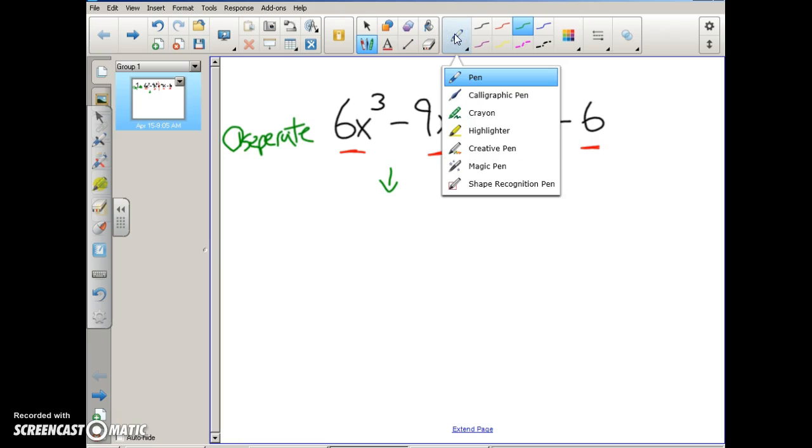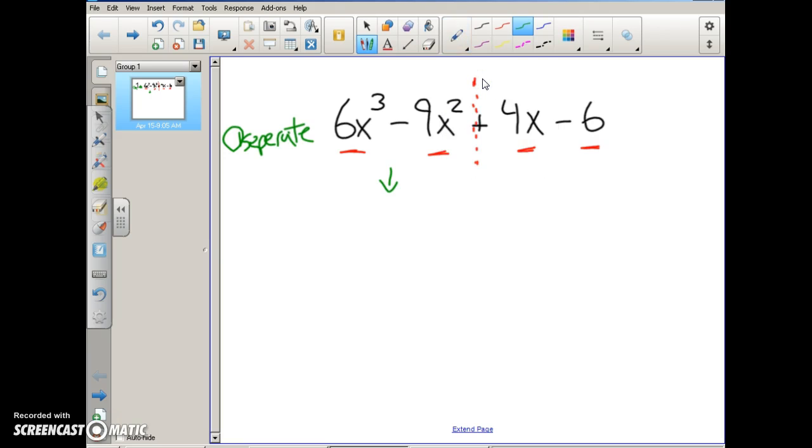The second thing I'm going to do is find the GCF of both separated grouping terms. So when I do that, what can I pull out of 6x cubed and 9x squared? I can pull out an x squared. So that will go here. Pull out the x squared. Again, I have the parentheses. What is left out of those two?